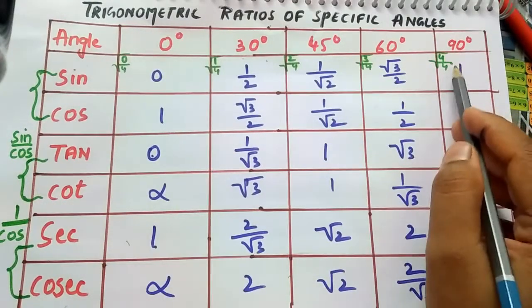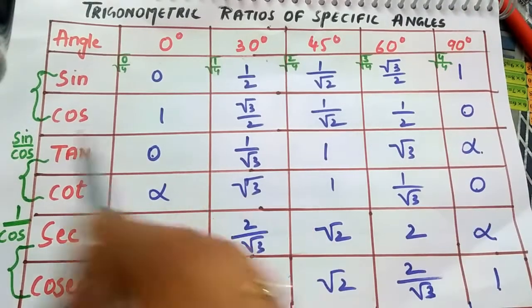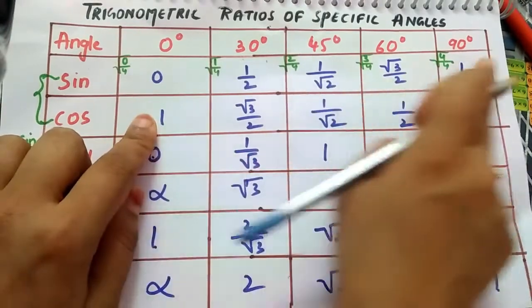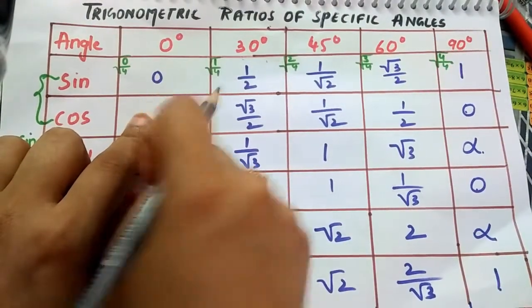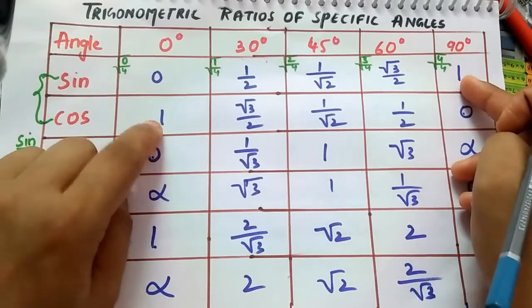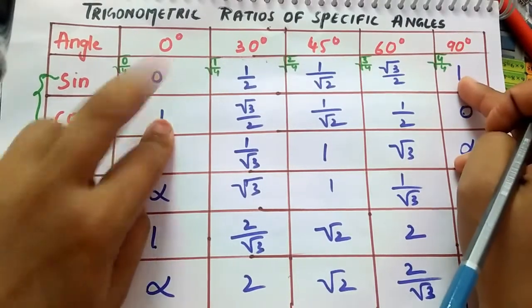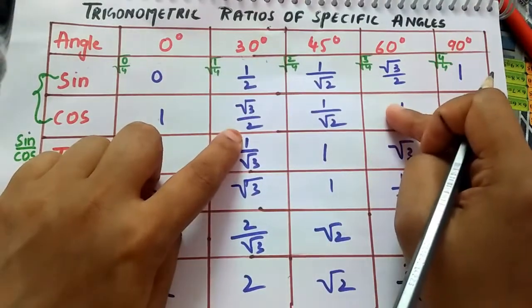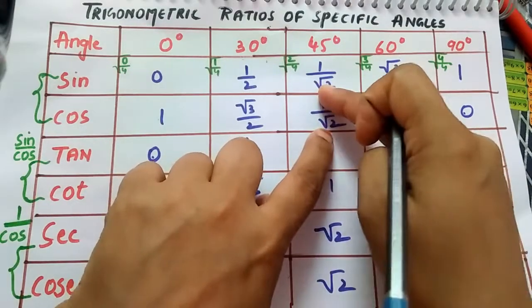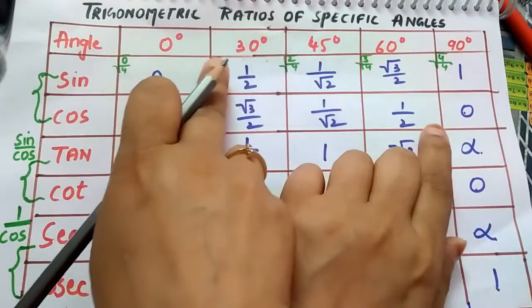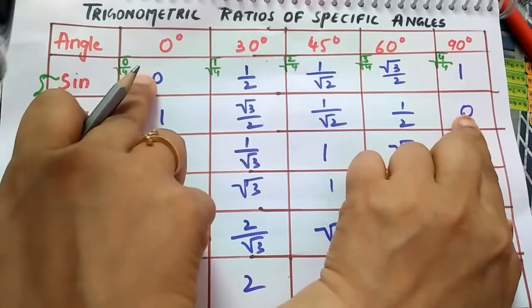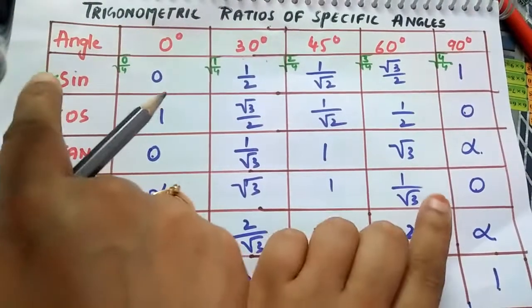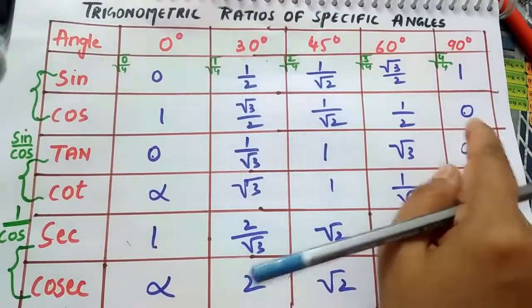Now that we have these values, we play with them for cos. What do we have to do for cos? We just need to reverse the order. The last value here becomes the first value in cos. So cos 0 will be 1, cos 30 degrees will be root 3 by 2, cos 45 degrees will be 1 by root 2, cos 60 will be 1 by 2, and cos 90 will be 0. We are just flipping it, taking the values the same way.